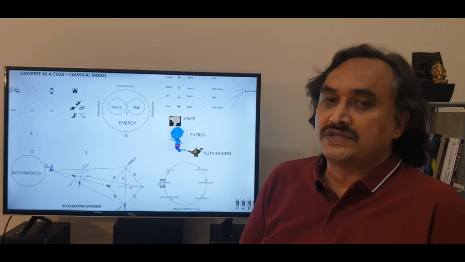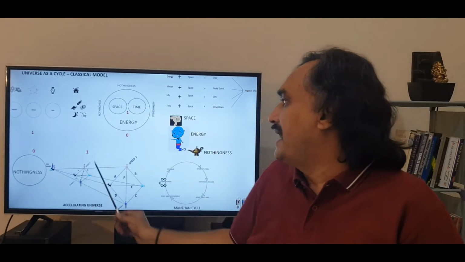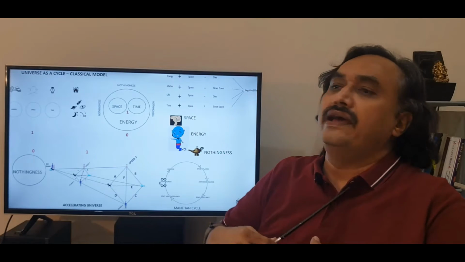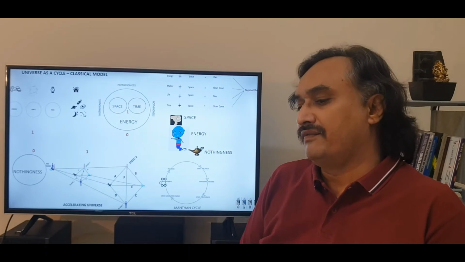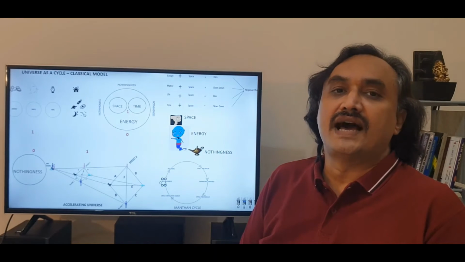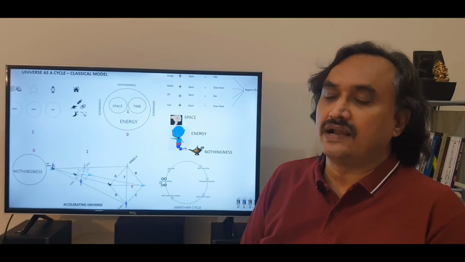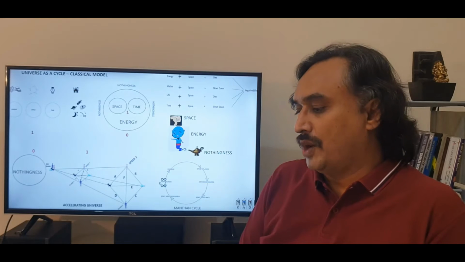If this universe was expanding, and if it was just one Big Bang, in the sense nothingness, Big Bang, and then the universe expanding, and everything keeps moving away from each other, and maybe after a few billion or trillion years, you would see the night sky as dark. You would not see a single star because everything is moving away. This could be a possible option.